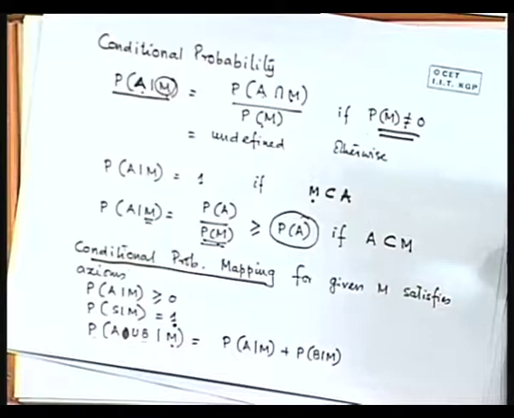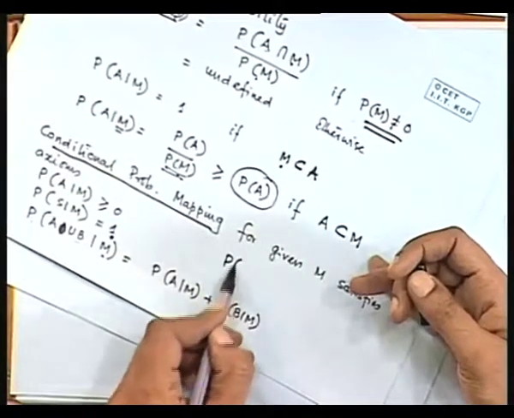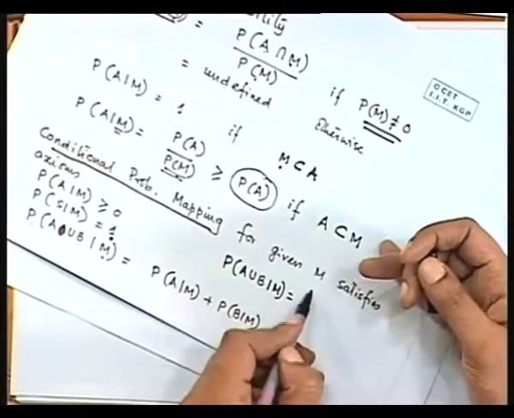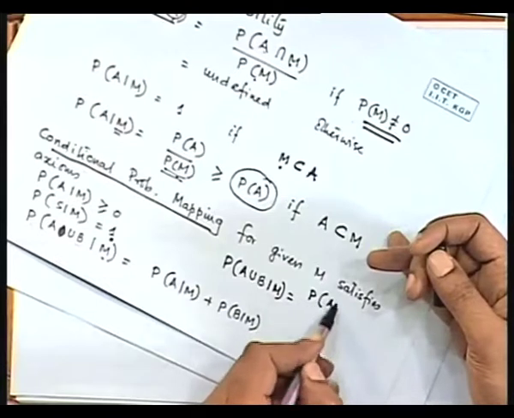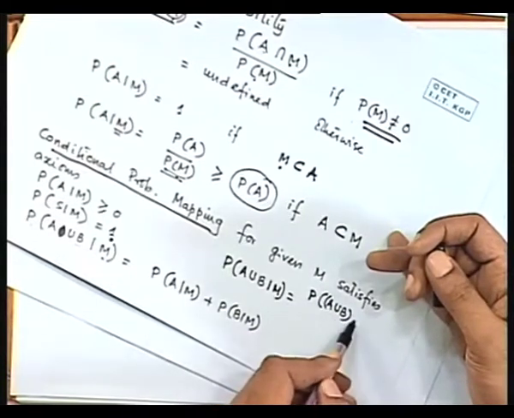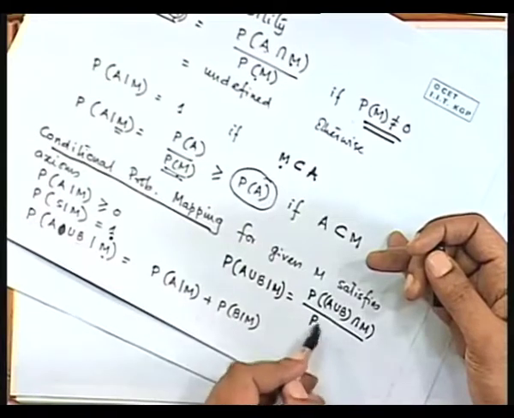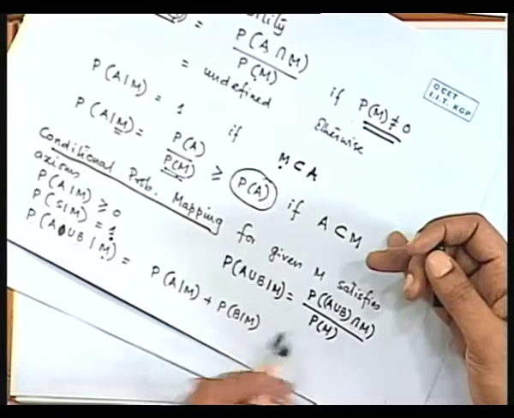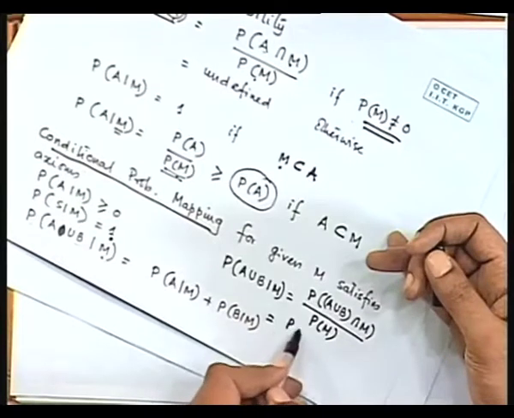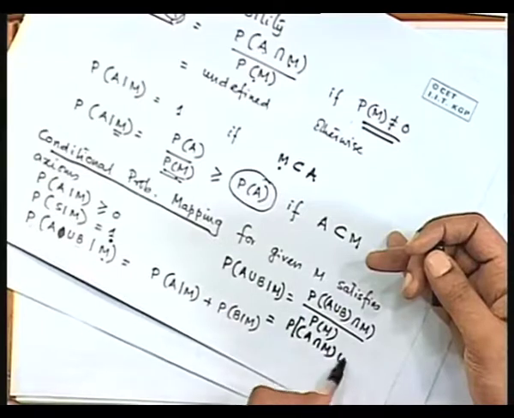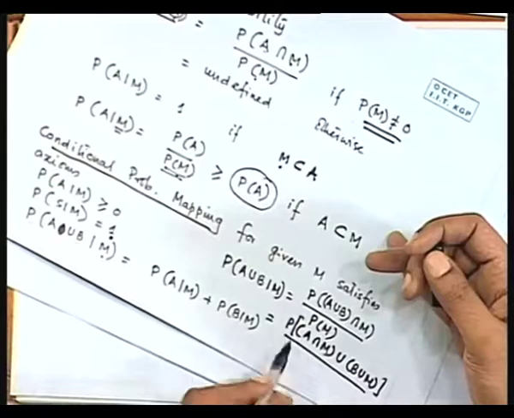Why? Because probability of A union B given M, let's just work out, is equal to probability of A union B intersection M divided by probability of M, which is equal to probability of A intersection M union B intersection M, divided by probability of M.